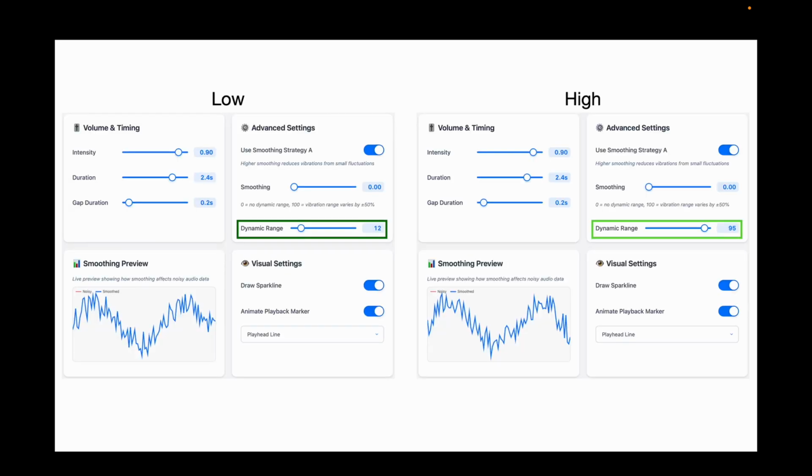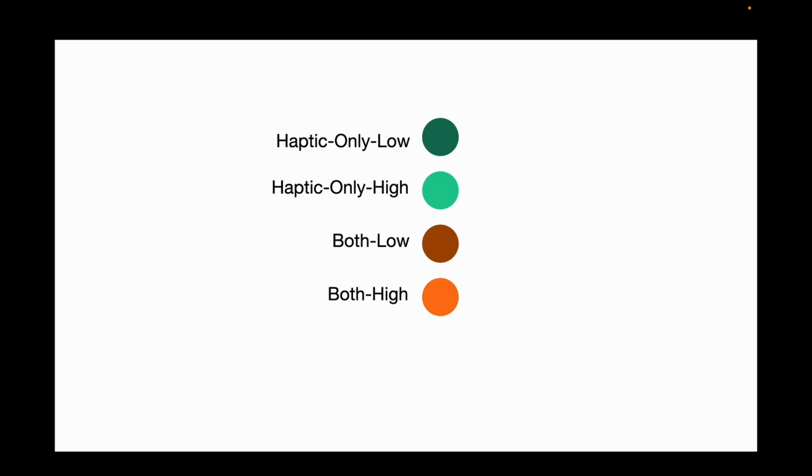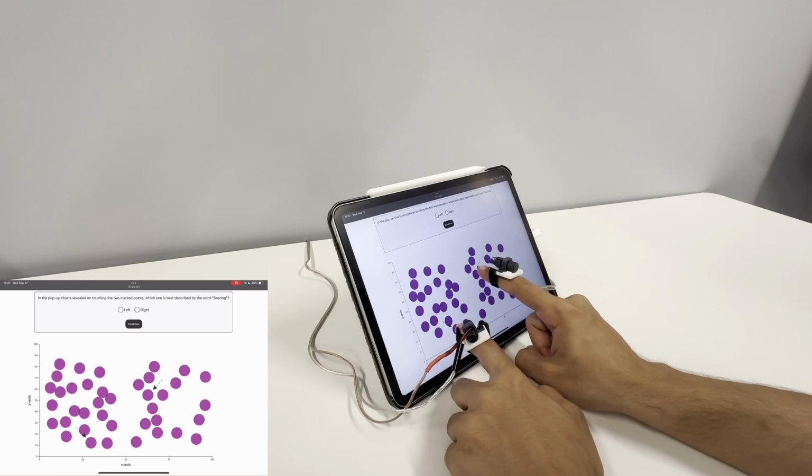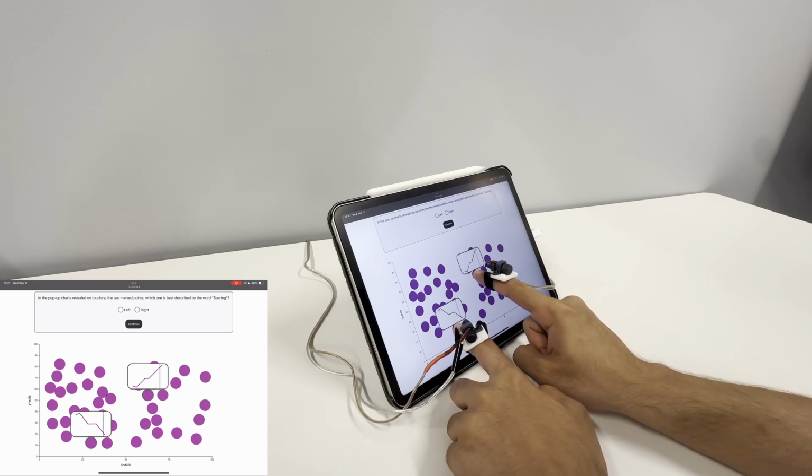Based on this data, we identified 2 rendering configurations, differing in their dynamic frequency variation values, low and high. These settings were also applied to the both condition, and the visual-only condition was retained. In a second study, we looked at performance on a pairwise comparison task.